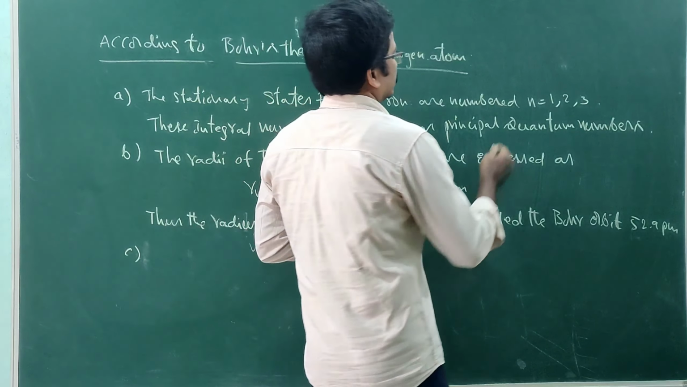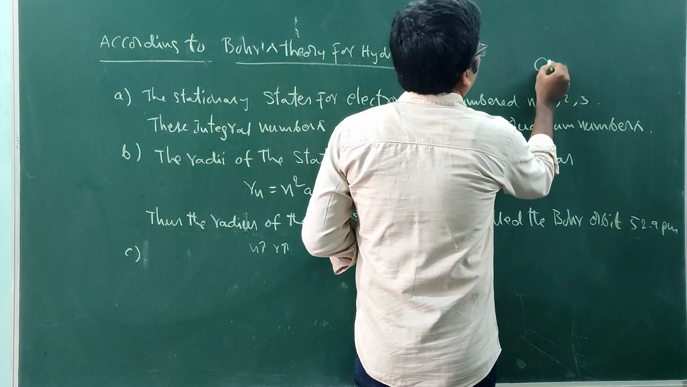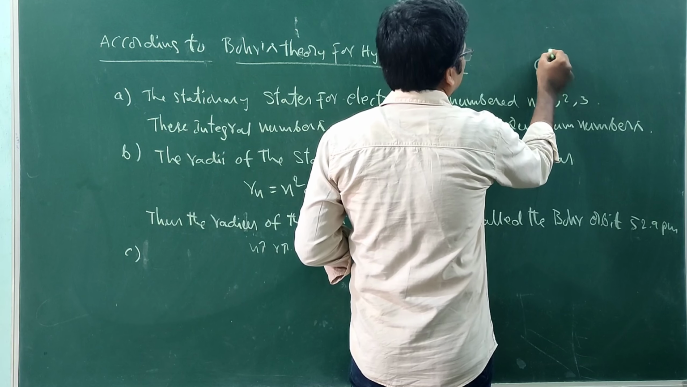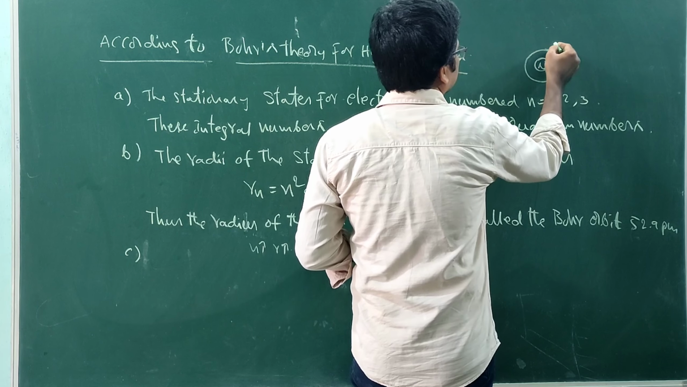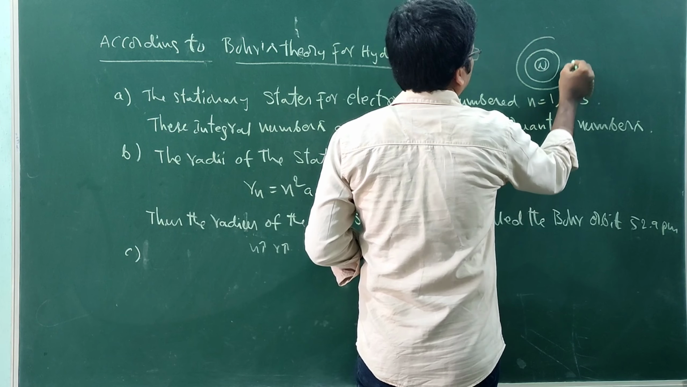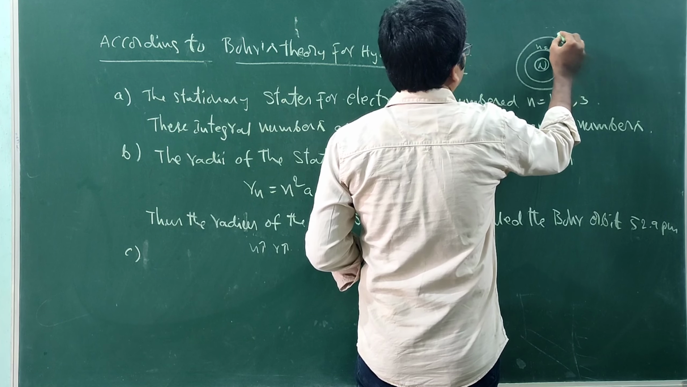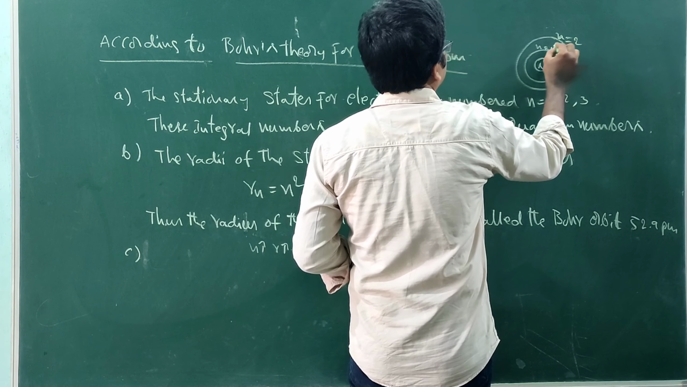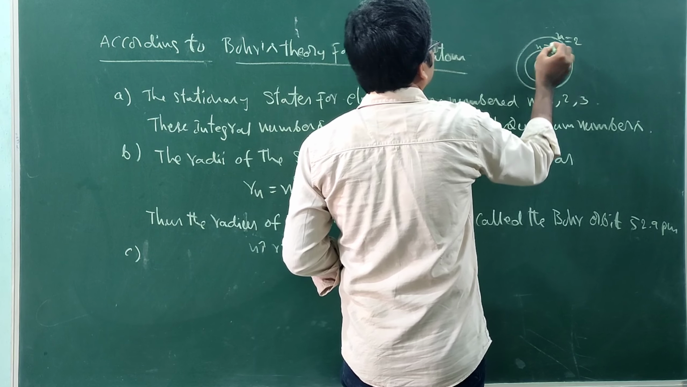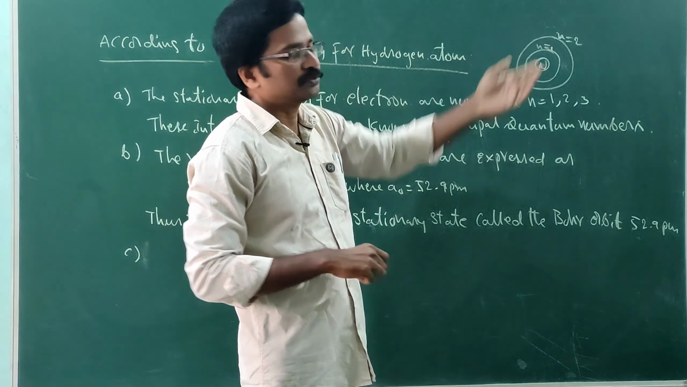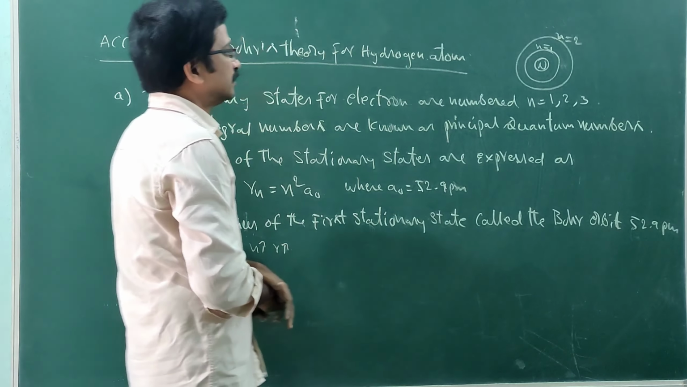Okay, let us think about it. This is the nucleus, and these are circular orbits. For n is equal to 1, and this is n is equal to 2. These are circular orbits.